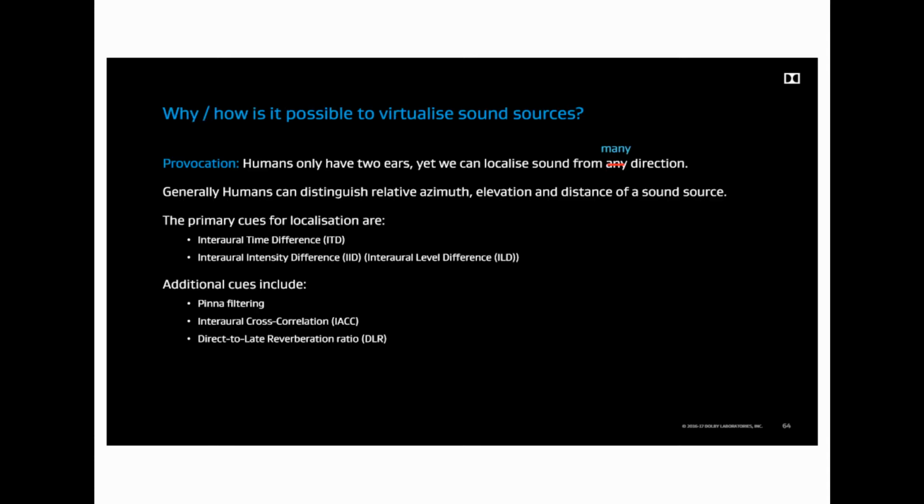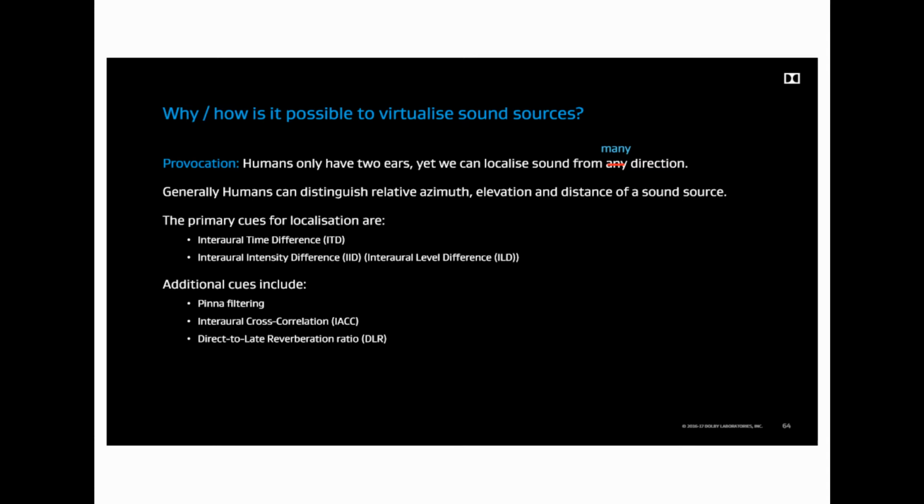So we've got 2 ears, yet we can hear sound from any direction, or many directions. Generally, we're pretty good at picking sound direction relative to azimuth, elevation, and distance. The two primary cues we use are interaural time difference, which is the difference between time of arrival at your ears, and interaural intensity difference, which is the level between the two ears. Other things include your pinna, and what we call interaural cross-correlation, and the reverberance of the room.